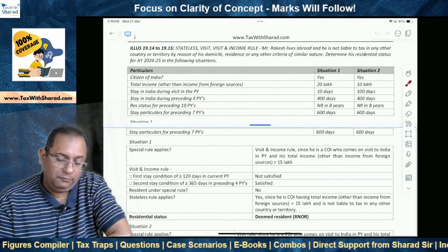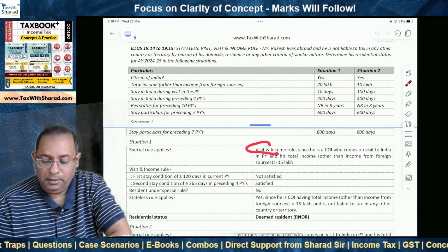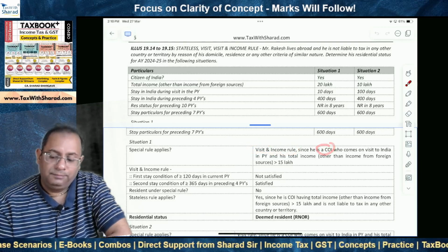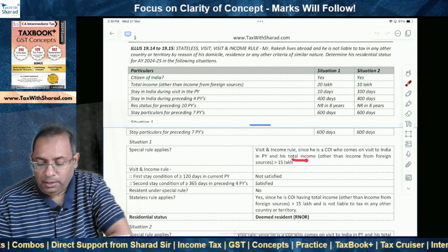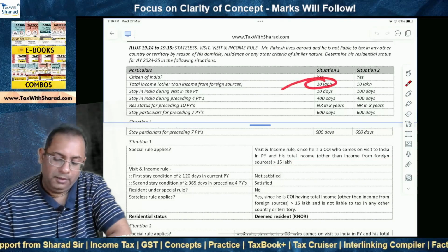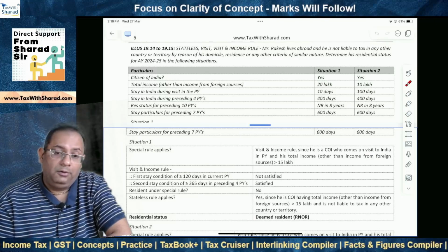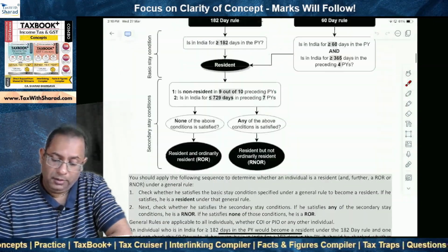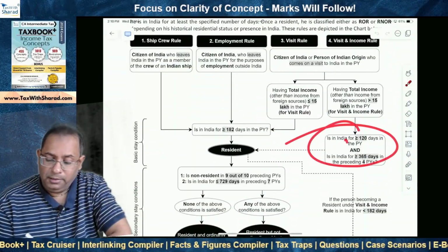Okay. First step is to check whether a special rule applies. Now here we can clearly see that visit and income rule is applicable. Why? Because Mr. Rakesh is a citizen of India who comes on a visit to India in the previous year, and his total income other than income from foreign sources is more than 15 lakh. It is given in the question 20 lakh. So visit and income rule, to become a resident, twin basic stay conditions need to be satisfied.